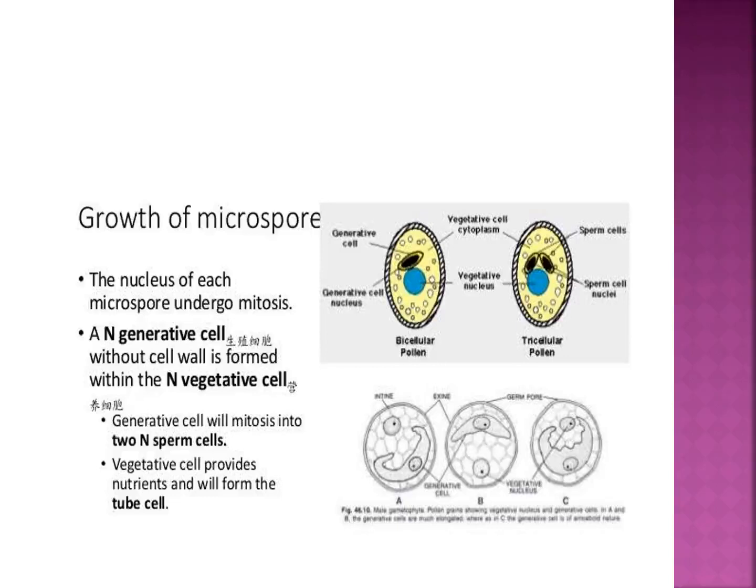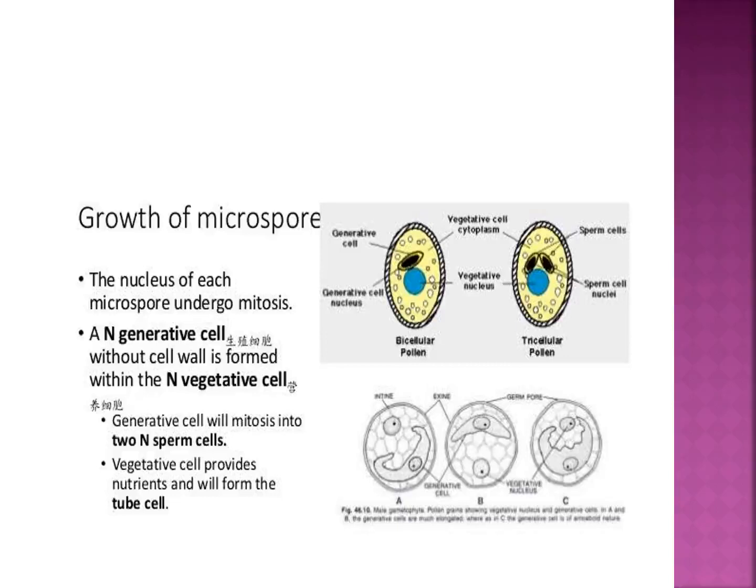Next, the nucleus of each microspore undergoes mitosis. Mitosis means indirect division, and a generative cell without a cell wall is formed within the vegetative cell. Then the generative cell will undergo mitosis into sperm cells. The vegetative cell provides nutrients and will form the tube cell.